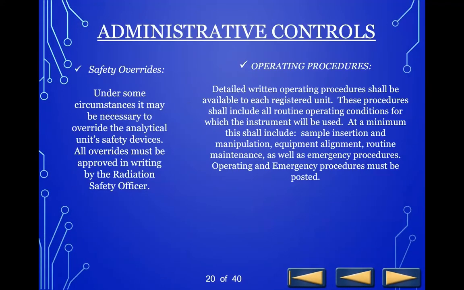Administrative controls. The first is safety overrides. Under some circumstances, it may be necessary to override the analytical unit's safety features. All overrides must be approved in writing by the radiation safety officer.